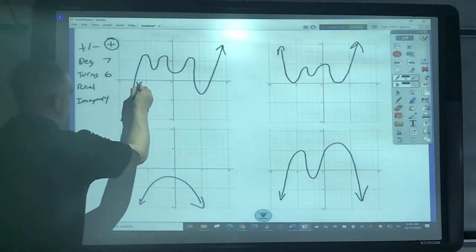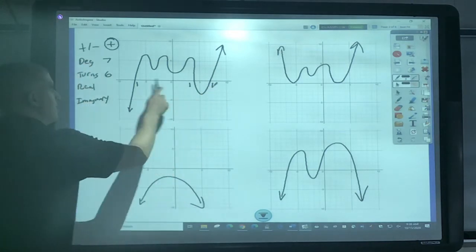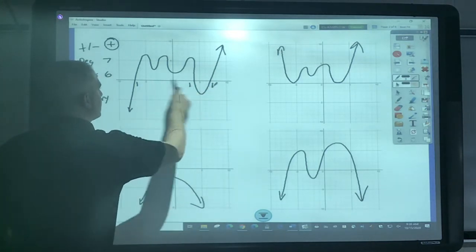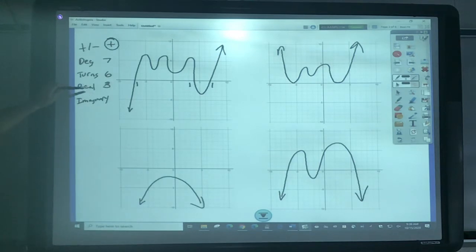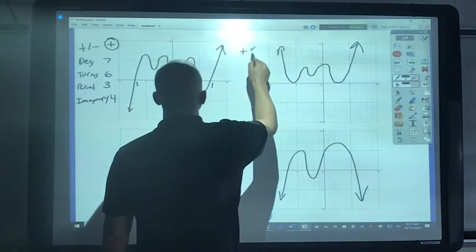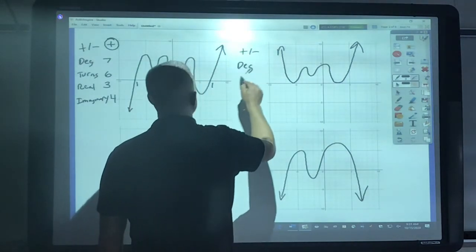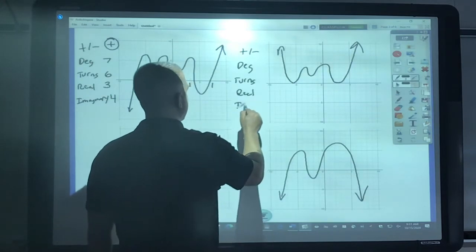This slashes through 1, this slashes through 1, this slashes through 1. So if I total up all those times it slashes through the x-axis, that would be 3. So the idea is the real plus the imaginary has got to get the degree. So that means I have to have 4 imaginary zeros. Let's go over here. Let's talk about positive, negative, degree, turns, real, and imaginary.